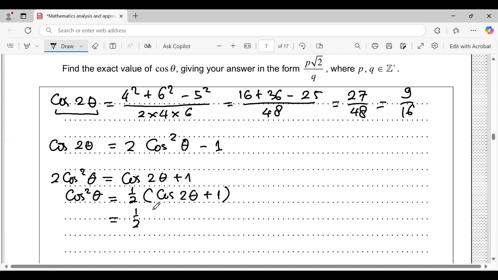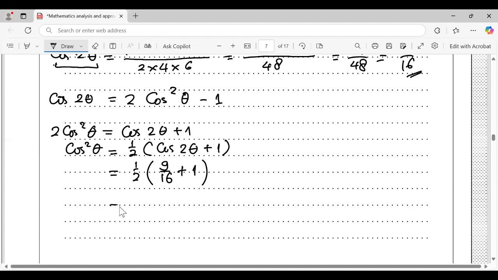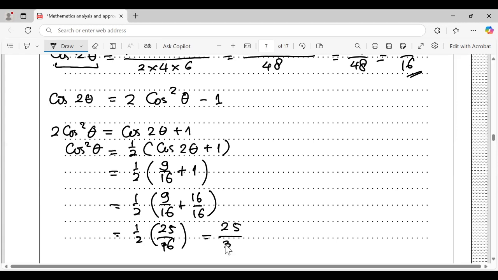It becomes 1/2, according to this information, that cosine 2 theta equals 9 over 16. So 9 over 16 plus 1. We can say it becomes the same denominator, 9 over 16 plus 16 over 16. So 1/2 of 25 over 16. And then it is 25 over 32.